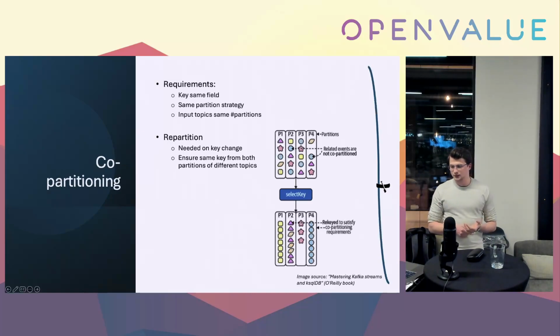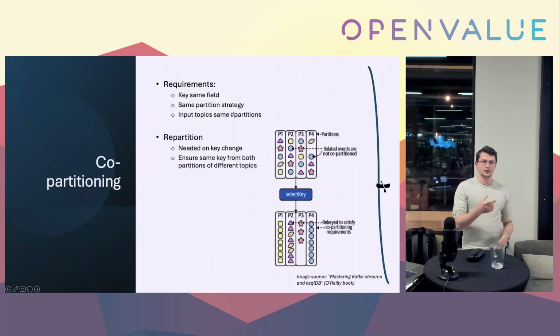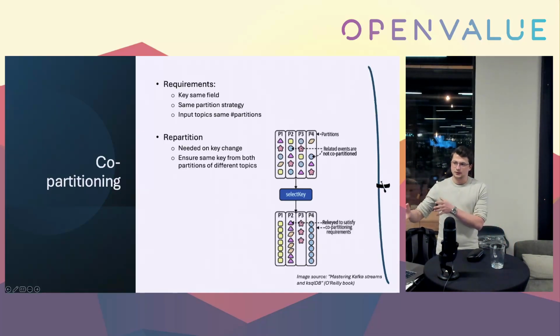So co-partitioning here, as I said before, you have a couple of requirements, because if you have your stream task that only listens to one partition, and if you have a k-table with that partition, then if it has a different partition, it cannot find it. So there are a couple of requirements, which is it needs the key, which is the same field. It needs the same partition strategy, and it needs input topic with the same partitions.